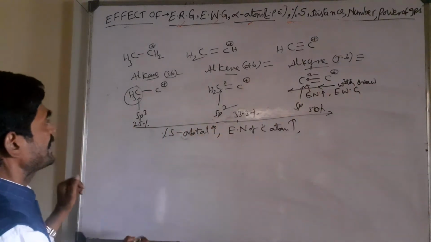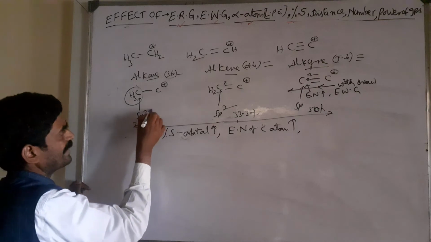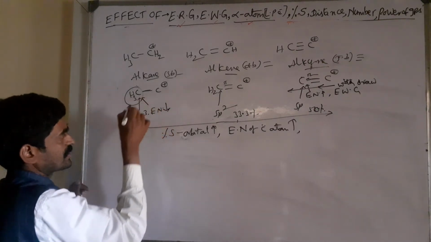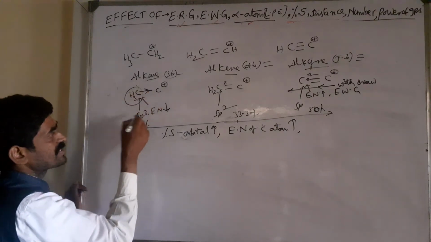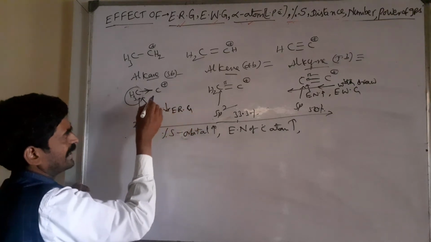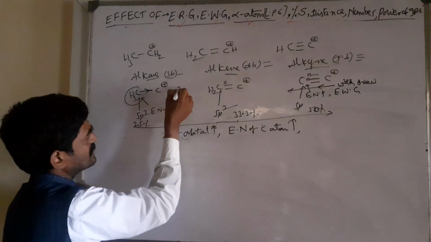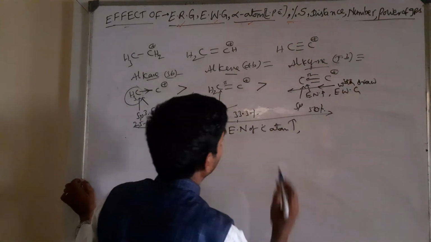But in this case, this is an sp3 carbon with less electronegativity. Electronegativity of this carbon is less, so it behaves as a releasing group. It releases electrons to the carbocation, so that it is stabilized. So that's why alkyl carbocations are more stable than alkenyl, which are more stable than alkynyl.